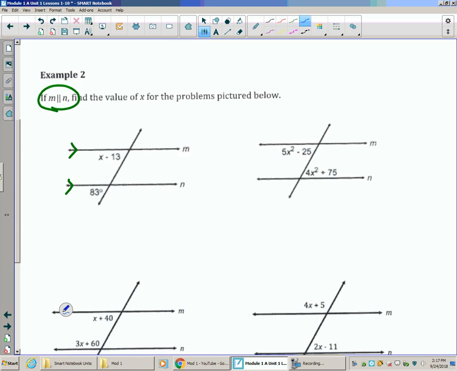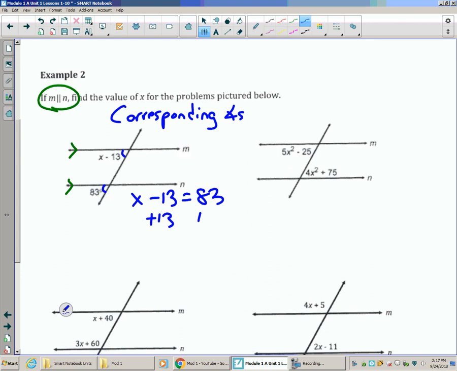In picture number 1, in example 2, we have these 2 angles here and here. And these 2 types of angles are corresponding angles. And because of that, corresponding angles are always congruent in parallel lines. So I can set these 2 angles equal to each other. And then if we want to solve it for x, we can add 13 to each side and get x is 96 degrees here.